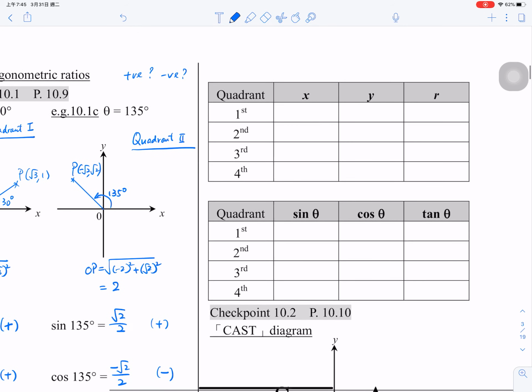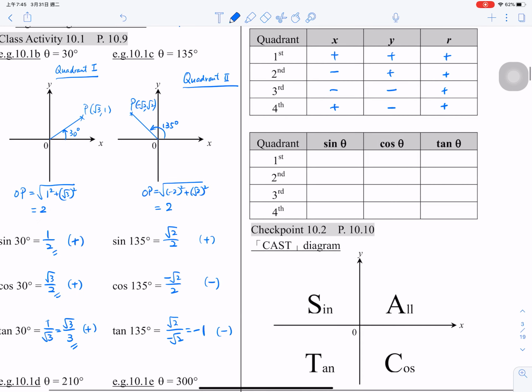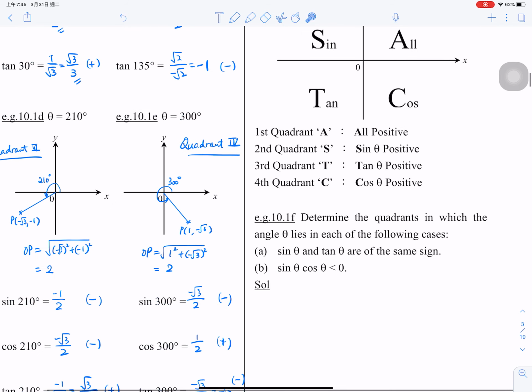And we can fill up this table, and for all of them the length r must be positive. For the first quadrant, x is positive, y is positive. Second quadrant, x is negative, y positive. And the third one, both negative. And for the fourth one, x is positive, y is negative. So you can link up with these 4 quadrants and the answers.